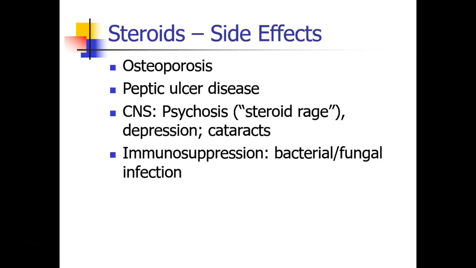Steroids also cause osteoporosis, peptic ulcer disease, CNS effects like psychosis, depression, cataracts, and they are immunosuppressive, which means they increase risk for bacterial and fungal infection.